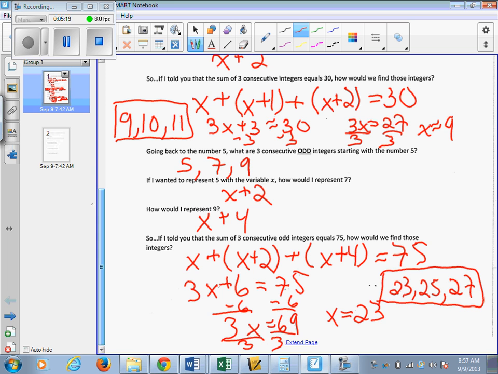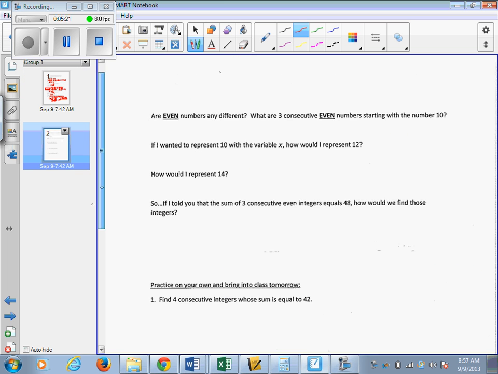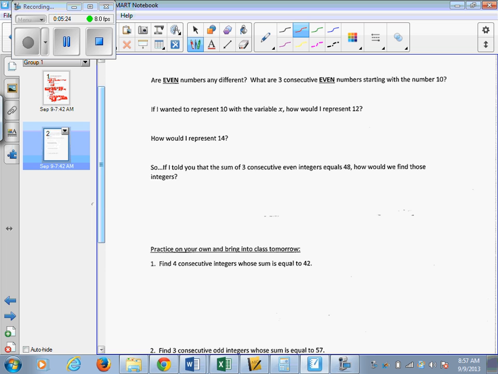Now let's take a look at the back of the page. And we're going to find out if even numbers are any different. So what are three consecutive even numbers starting with the number 10? If we've got 10, we can't say 11 next because it's odd. So we go with 12 and then 14. So this time if we're representing 10 with x, how would we represent 12? Well, that's going to be x plus 2 because we have to add 2 to 10 to get 12. 14 would be x plus 4. So very similar to our odd integers.